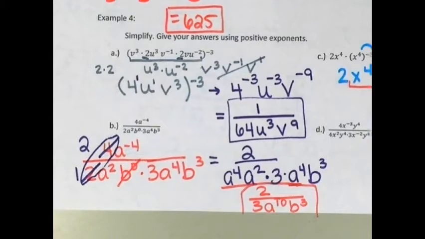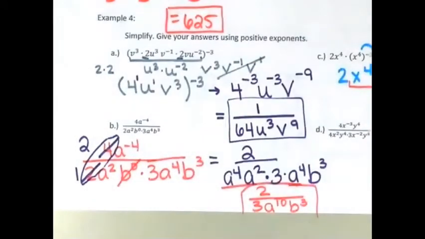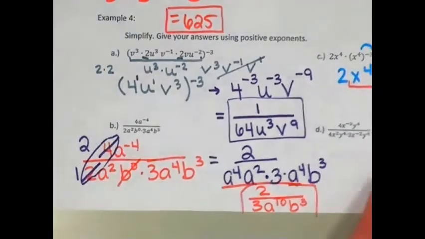Simplify the 4 and the 2? Yes, if that was a positive 4, I could cross out these 2 a's. Yep, exactly. So that's what I'm going to do in the next one here.